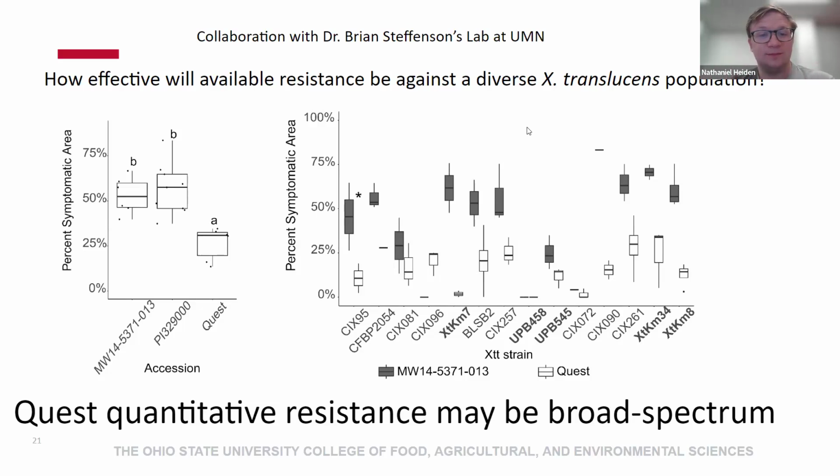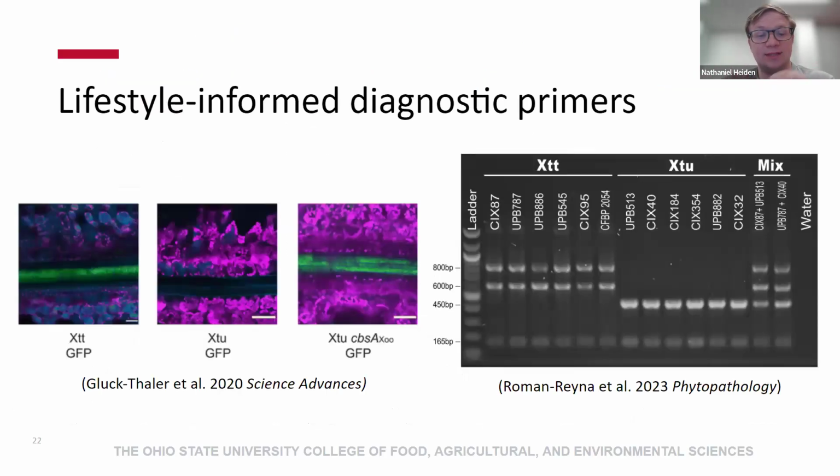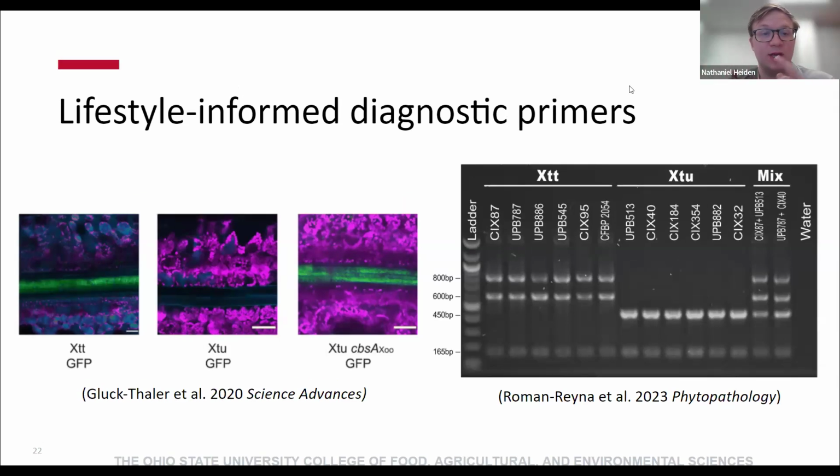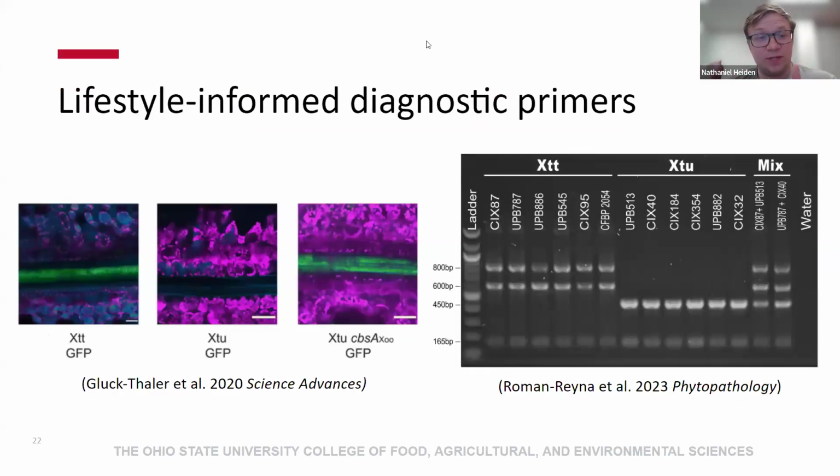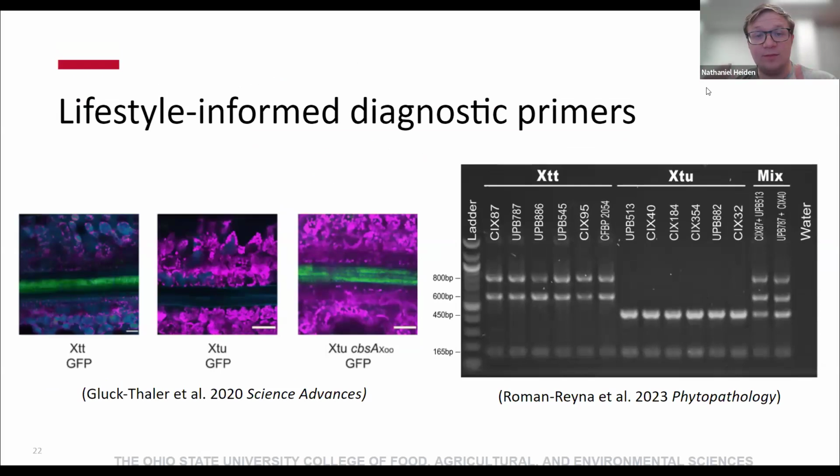One more slide, please. And then one last thing I just wanted to briefly mention is that Dr. Jacobs and collaborators found that between those two pathovars, there's actually a distinct lifestyle where one is vascular and one is non-vascular, and there's a marker gene for that. And Dr. Roman Reina, a former postdoc in the team, developed a set of primers that can differentiate between the two different pathovars.